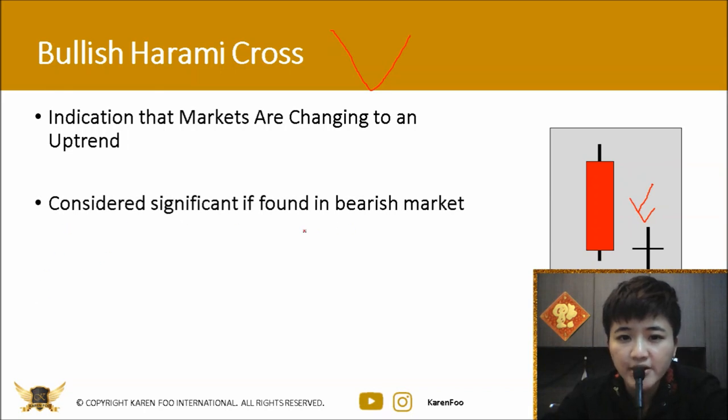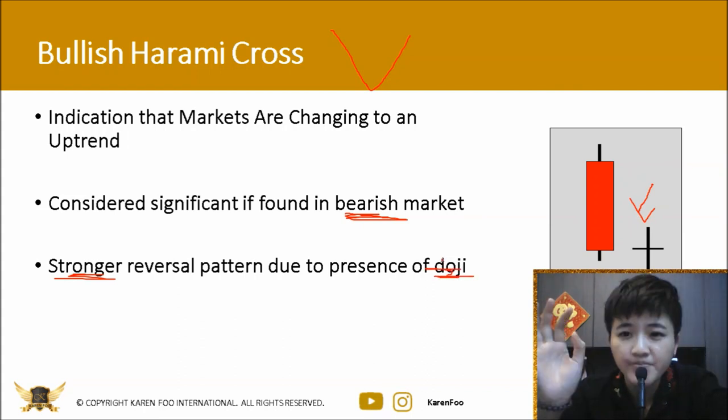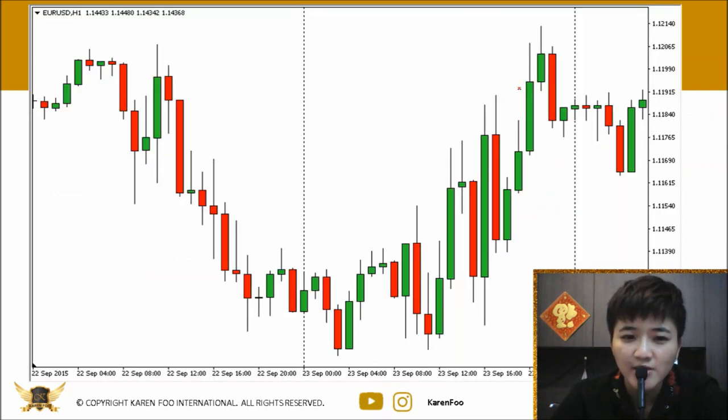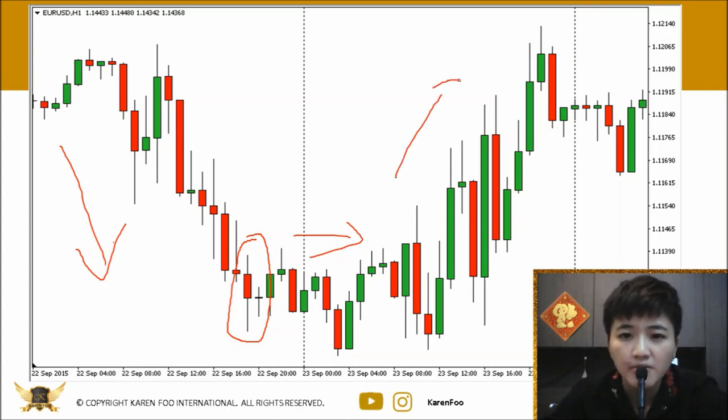So it's considered significant only if you find it in a bearish market. And it provides you a stronger reversal pattern because you have the doji. So if you combine the doji into a bullish harami cross pattern, it's almost like doubling the power. Let's play a game of finding Wally, if you know that game at all. In this case, finding bullish harami cross. Where is it? You see a bearish trend here, okay? Right here. And then eventually the price ranges a little bit before it retraces back upwards.